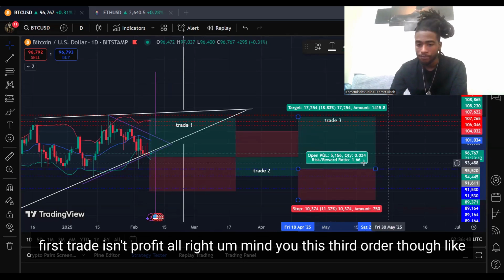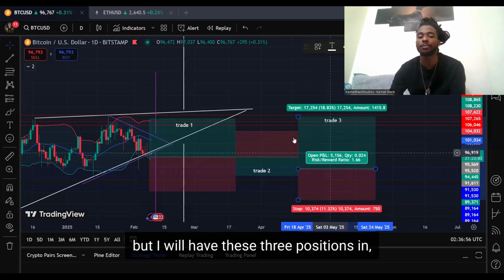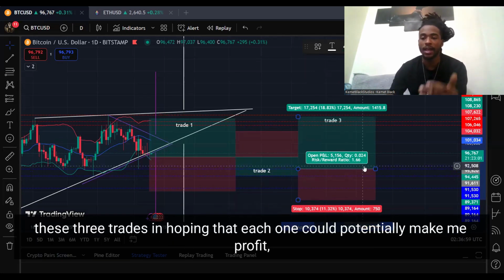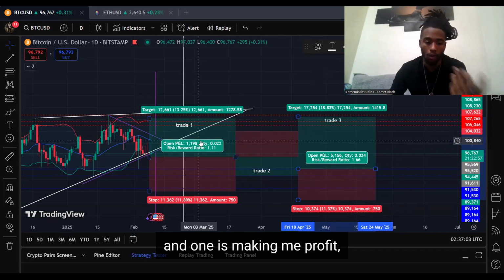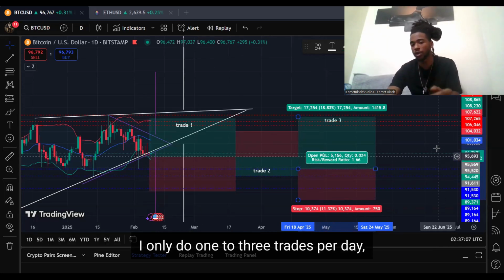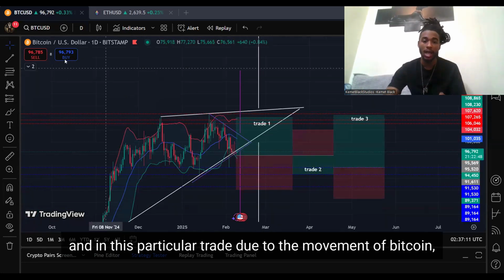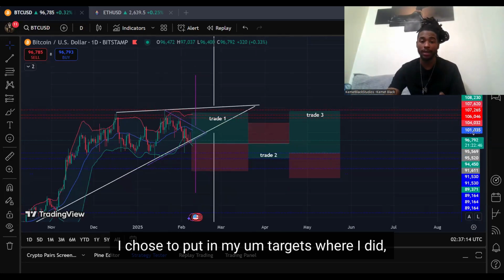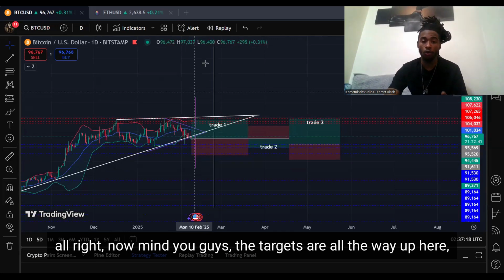All right. Mind you, this third order though, like I said, is an order that wouldn't have been triggered yet either. All right, but I will have these 3 positions and these 3 trades in, hoping that each one could potentially make me profit, and one is making me profit, and that's good enough for me. All right, it's all about discipline. I only do 1 to 3 trades per day. And in this particular trade, due to the movement of Bitcoin, I chose to put in my targets where I did. All right, now mind you guys, the targets are all the way up here.